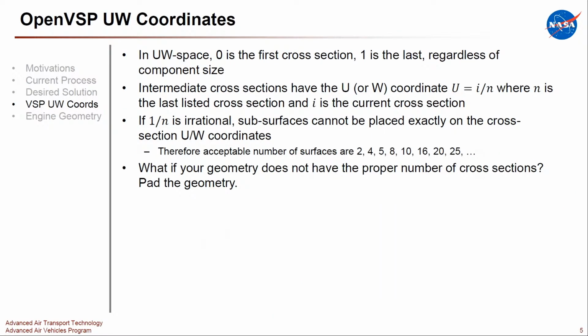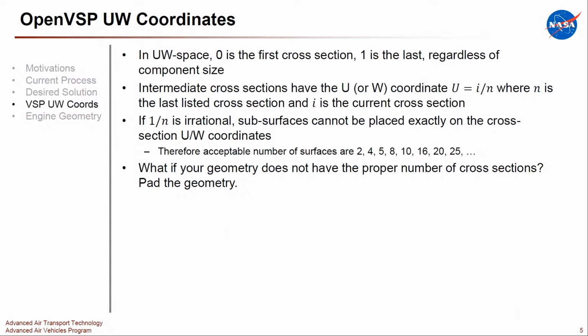Kind of covered this already, but in general with OpenVSP in the UV space, 0 is your first cross section. It's 0 indexed also, and then 1 is your last, right? So in UV space, your component goes from 0 to 1. It doesn't matter how big it is, if it's 10 feet or 100 feet. In UV space, it's 0 to 1 for the most part. Intermediate cross sections have a U or V coordinate of i over N. So again, if you have cross sections going from 0 to 4, you would say 4 cross sections. It's really 5, but with the 0 index, that last one's 4. And so each cross section is at i over N.